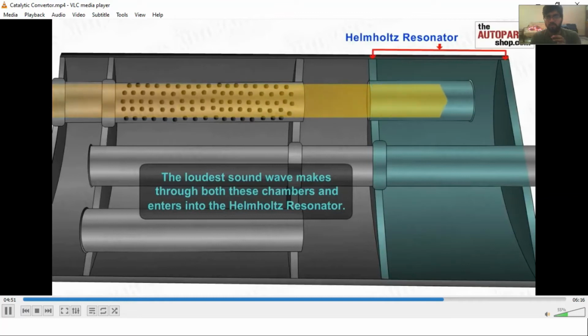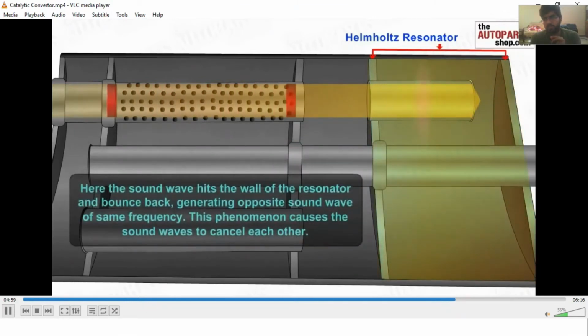And then we have this Helmholtz resonator. The loudest waves of the sound will go into this Helmholtz resonator, and as a result of this bouncing, a bouncing back of the waves will occur, and it will reduce the sound waves. It will compensate the sound waves. Meaning a sound wave is coming from one end, and another sound wave is coming from the other because of the bouncing back. They will collide, and as a result these sound waves will cancel each other.